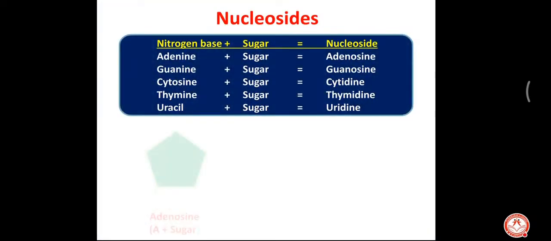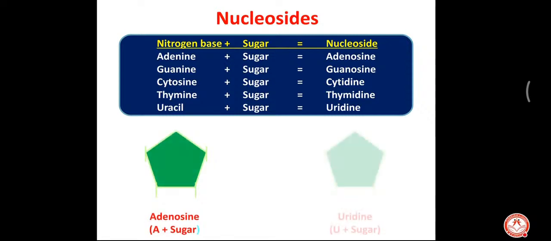Nucleosides: the nitrogenous bases are adenine, guanine, thymine, cytosine, and a fifth, uracil, that is found in RNA instead of thymine. In DNA it is thymine, and in RNA it is uracil. When they attach to the pentose sugar, they form adenosine, guanosine, cytidine, thymidine, and uridine.